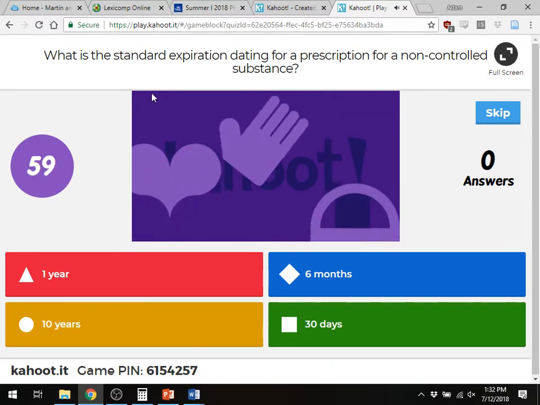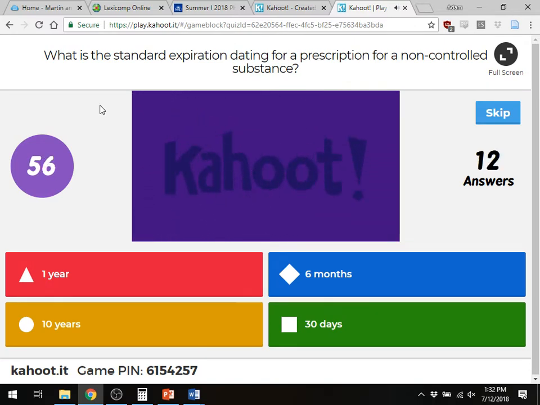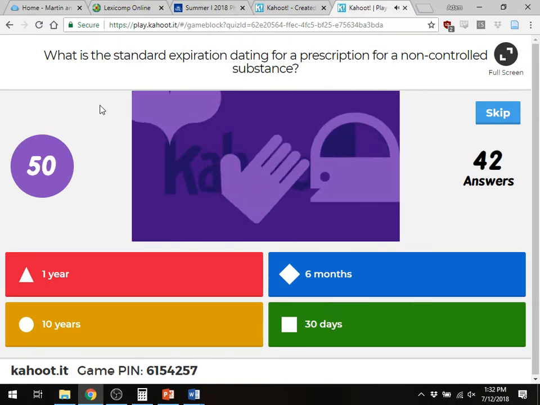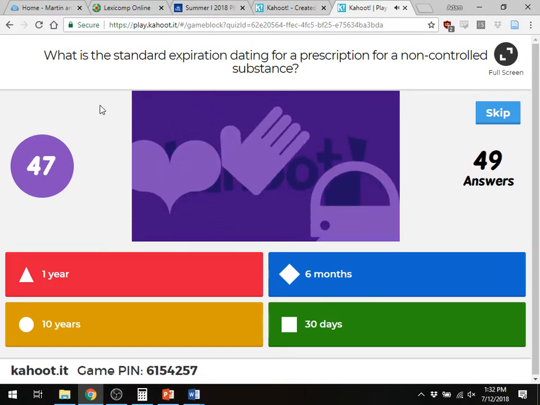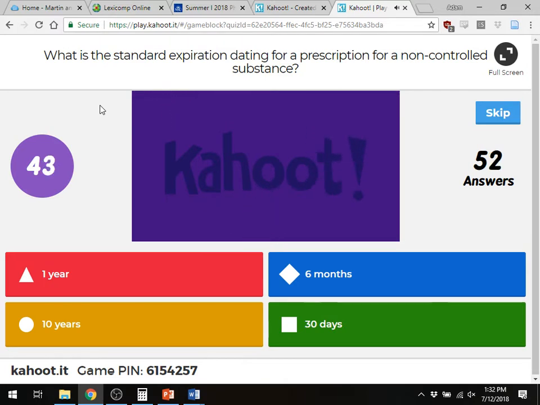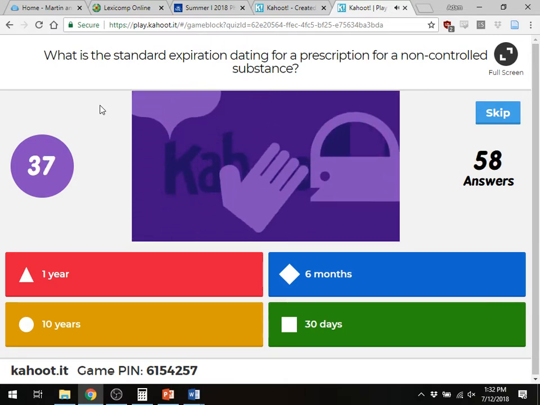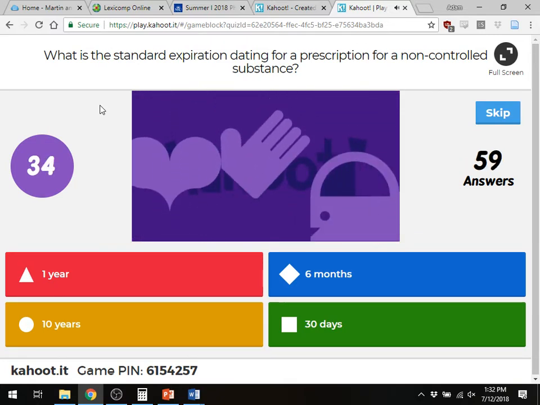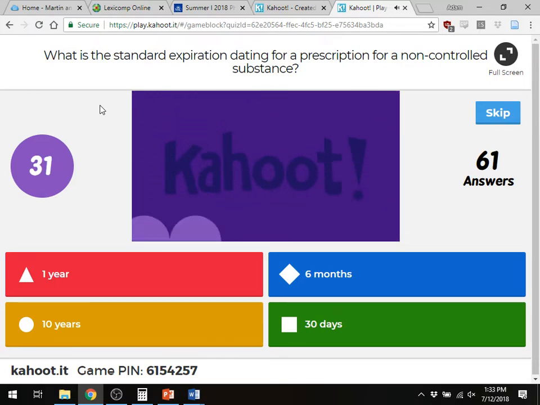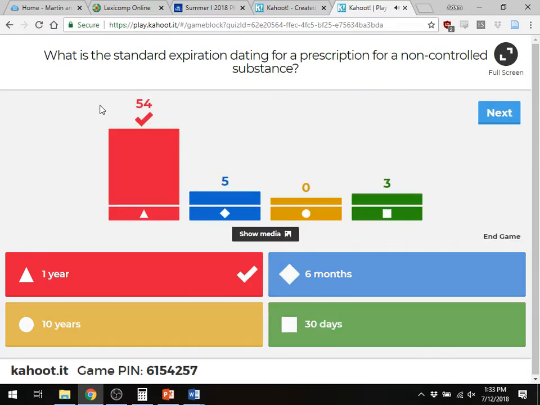Anyway, what's the standard expiration dating for a prescription for a non-controlled substance? How many months do we have? 1 year, 6 months, 10 years, or 30 days? Good. Yes, for non-controlled substances, you have a year on that prescription. So even if you write for 100,000 refills, guess what? After a year, it's done. No longer valid.